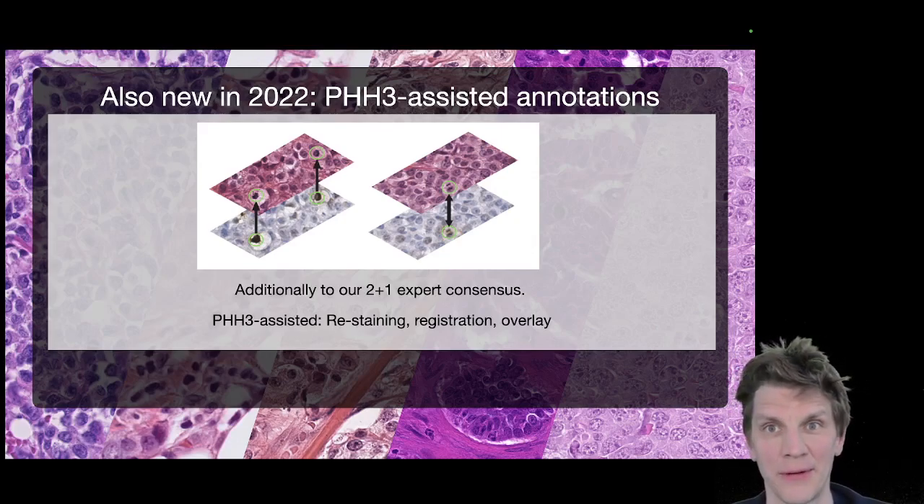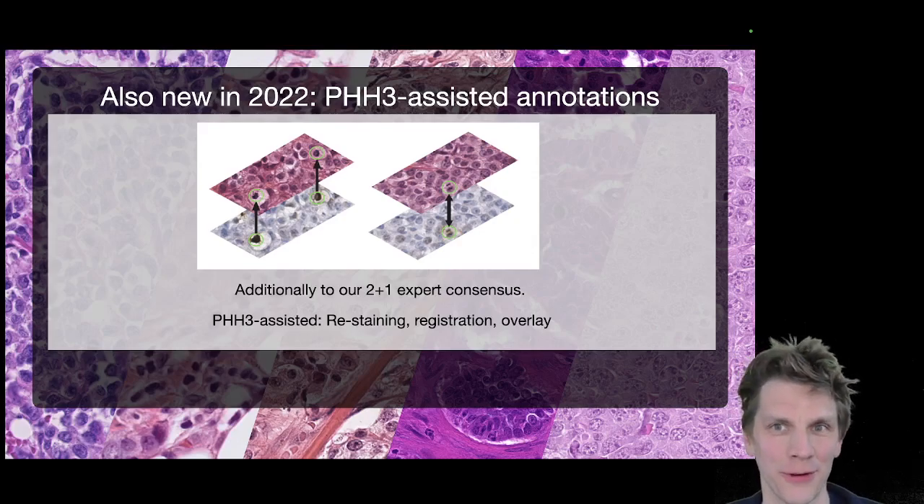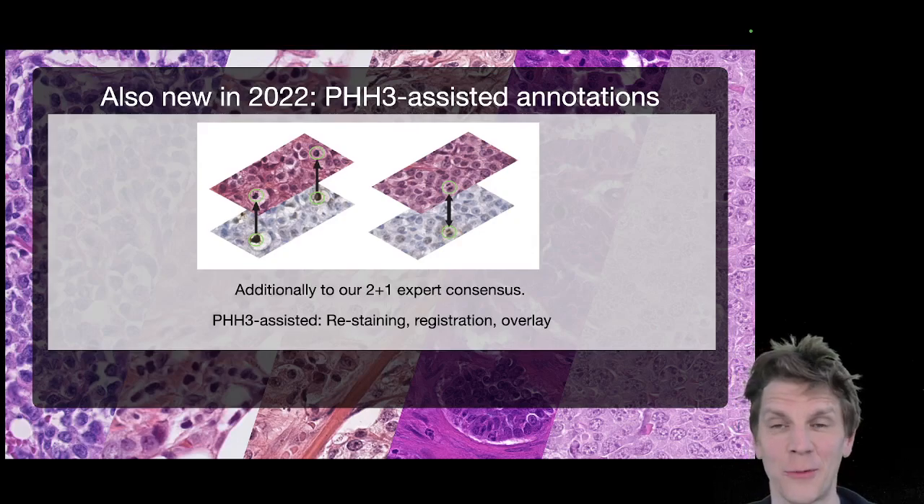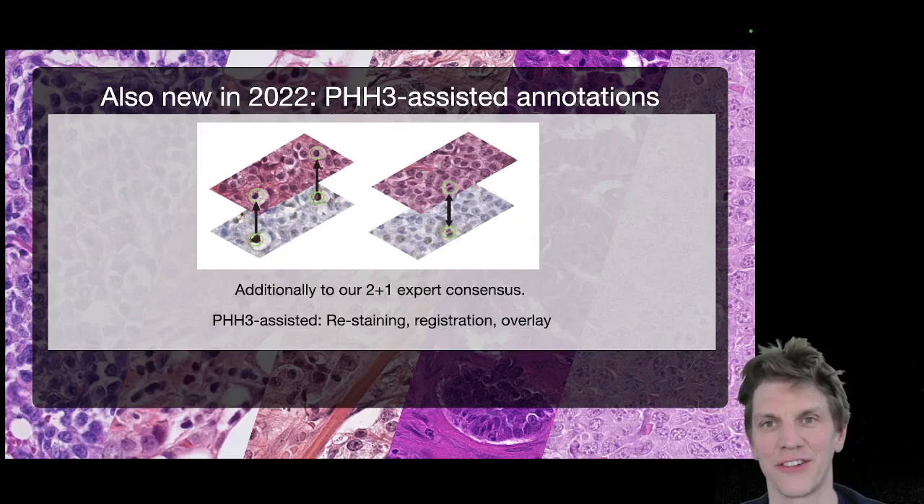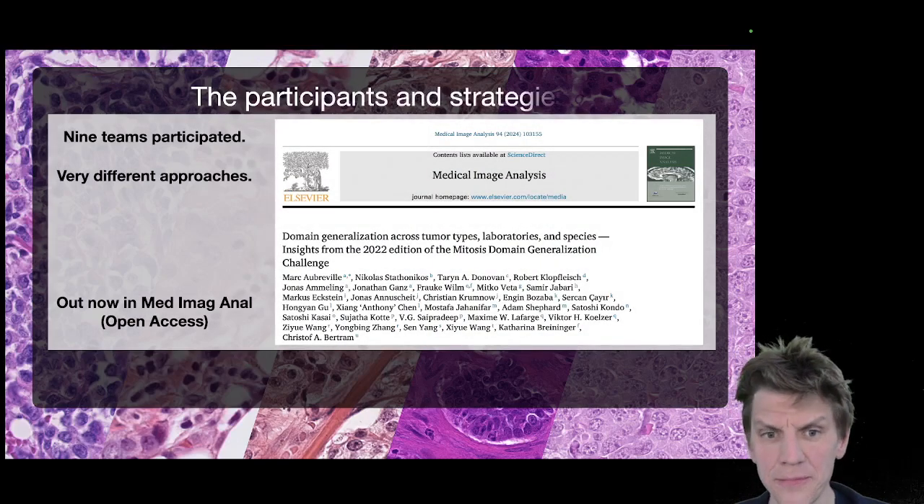Now for this test set, and only for the test set, we also stained with this immunohistochemical stain, phosphohistone H3, which is known to specifically stain the mitosis. We also checked what that would mean in terms of evaluation of the challenge. So let's dive into this right now.